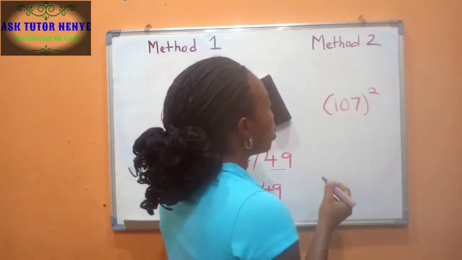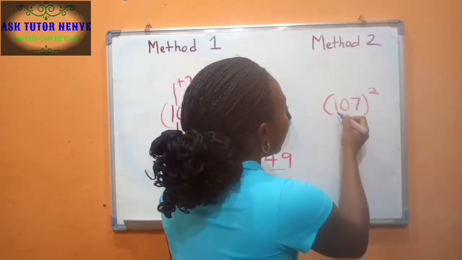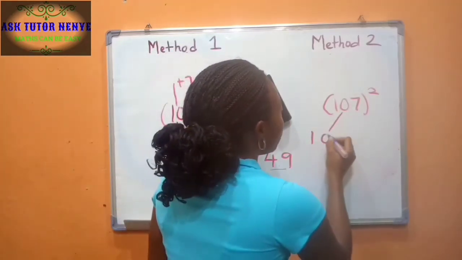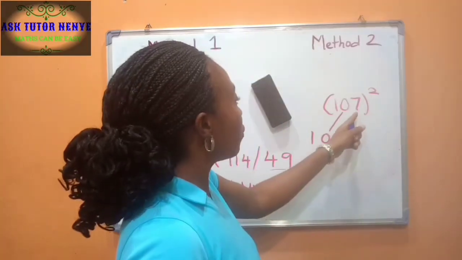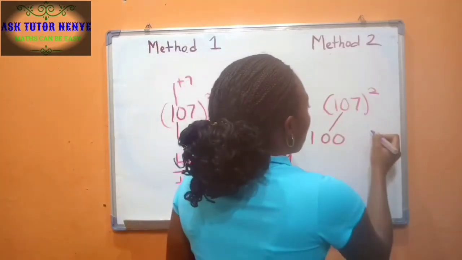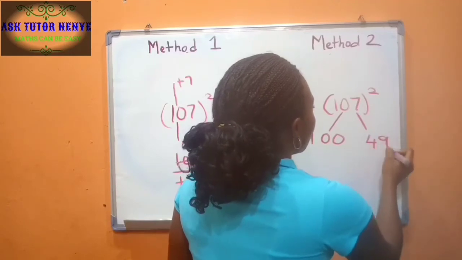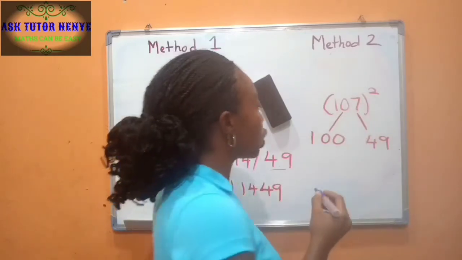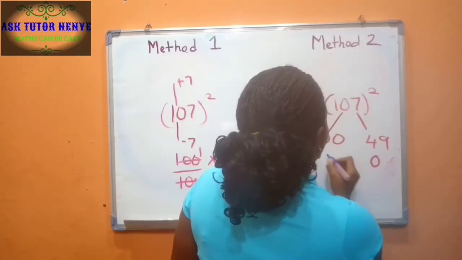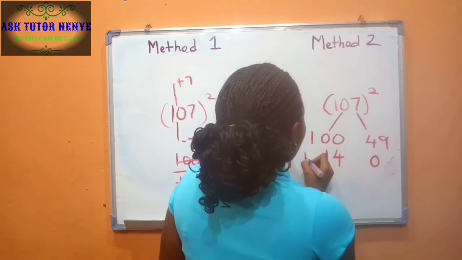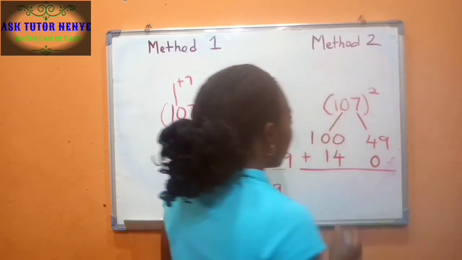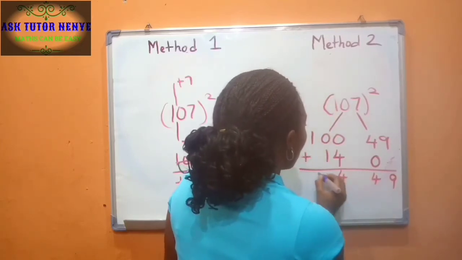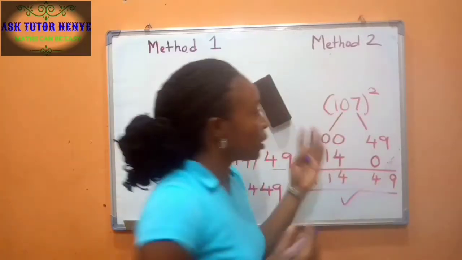In the second method, what we simply do, we say the square of 10, we have 100. And the square of 7, we have 49. So we are going to say 10 times 7 gives us 70. 70 times 2 gives us 140. So we write 0 and we write 1 4. So by the time we sum it up, we're going to have 9 4 4 1 1. So that we are arriving at the same answer.